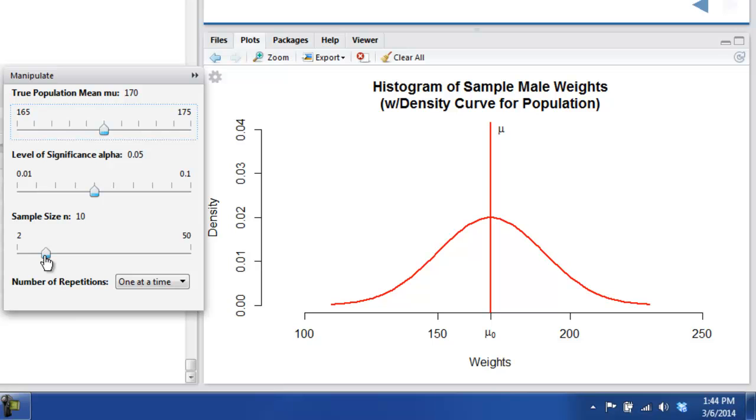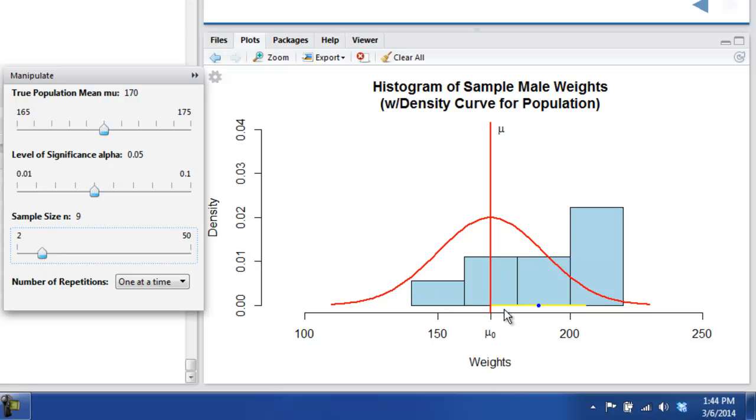Notice that we have a sample size here set at 10. If I were to take a sample, I would take a simple random sample of size 10 from this population of all males. Let's do so. The light blue colored histogram represents our sample. The blue dot is the mean of the sample. The yellow line is a 95% confidence interval for the mean.